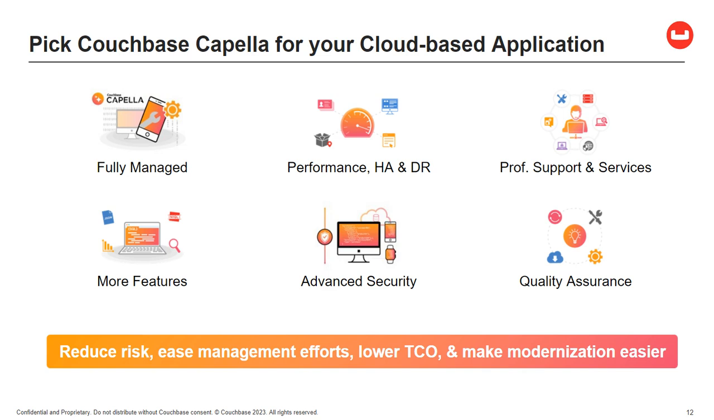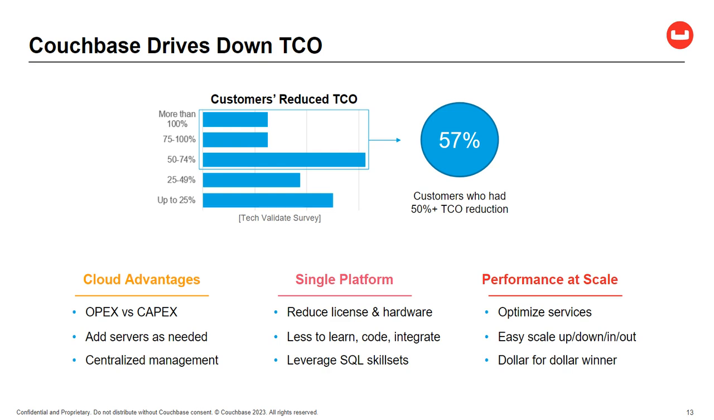So why would you choose Couchbase Capella as this vehicle? Well, one, it's fully managed. It's fully managed by Couchbase. It's available on all three clouds. It gives you really superior performance, high availability, and disaster recovery all built in. We have more capabilities than your typical NoSQL database. We have enterprise-grade security and services and QA to drive down your risk, help management efforts, overall lower your TCO. But you don't have to believe me, right? I talk to my customers all the time, and you know what? 57% of my customers said that they were able to reduce their infrastructure costs by half when switching to Couchbase.